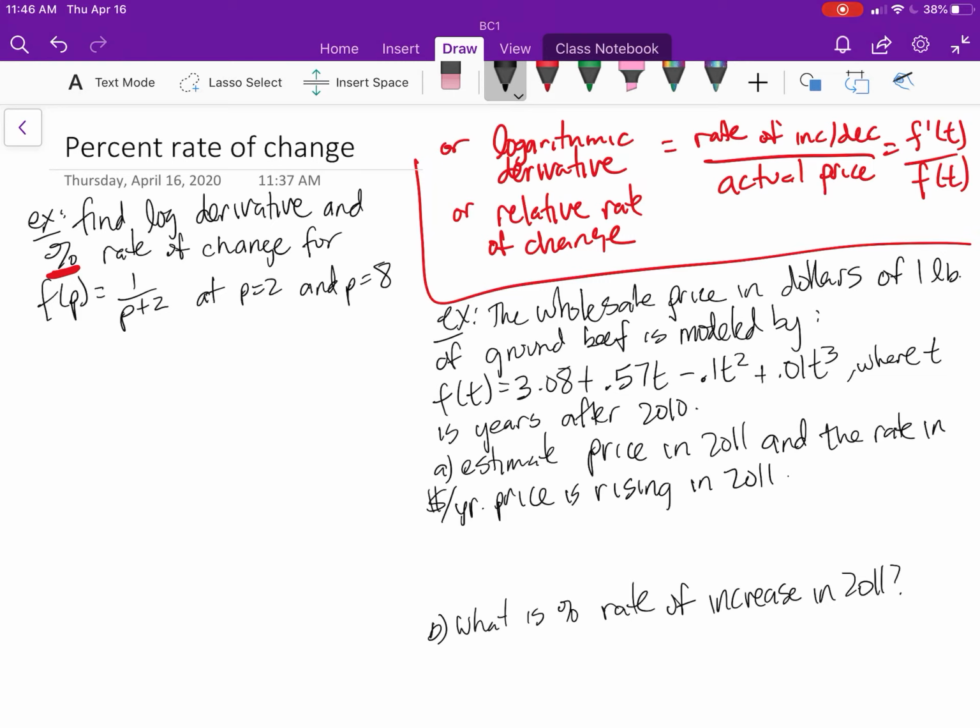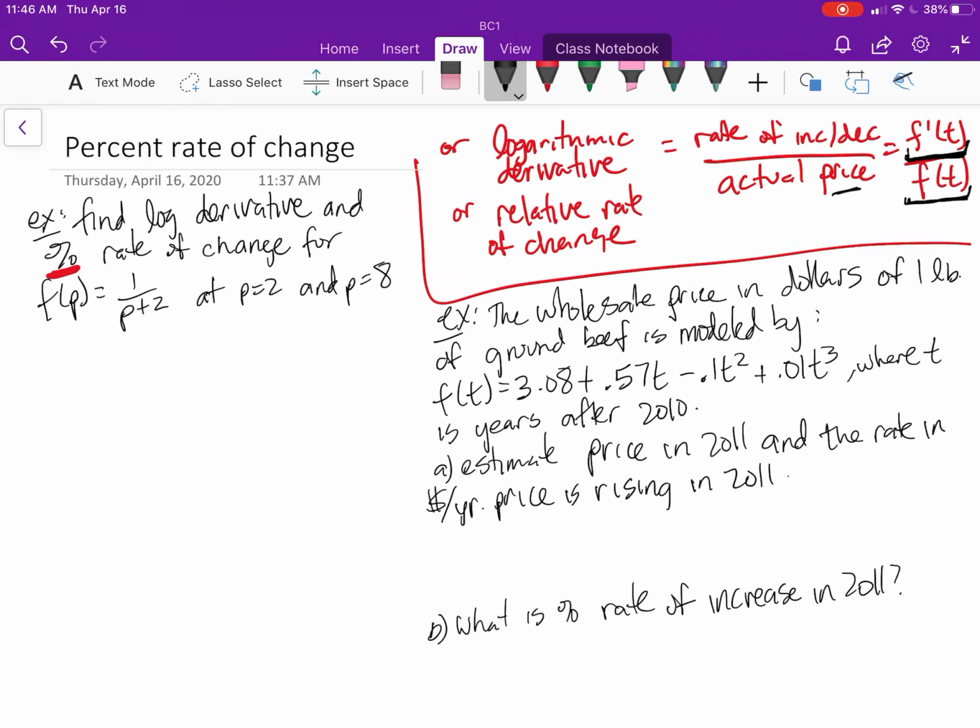So, what does all this mean? First off, we're saying relative rate of change. How much is it changing, right? The rate, there's the derivative compared to the original. So the rate of the increase or decrease divided by the actual price or whatever you're doing. In this example, we're doing price, so I wrote price.